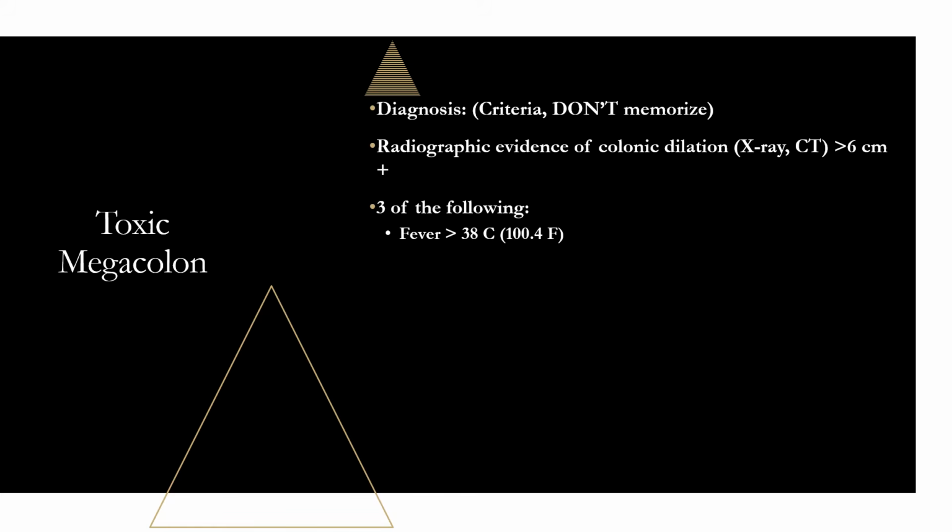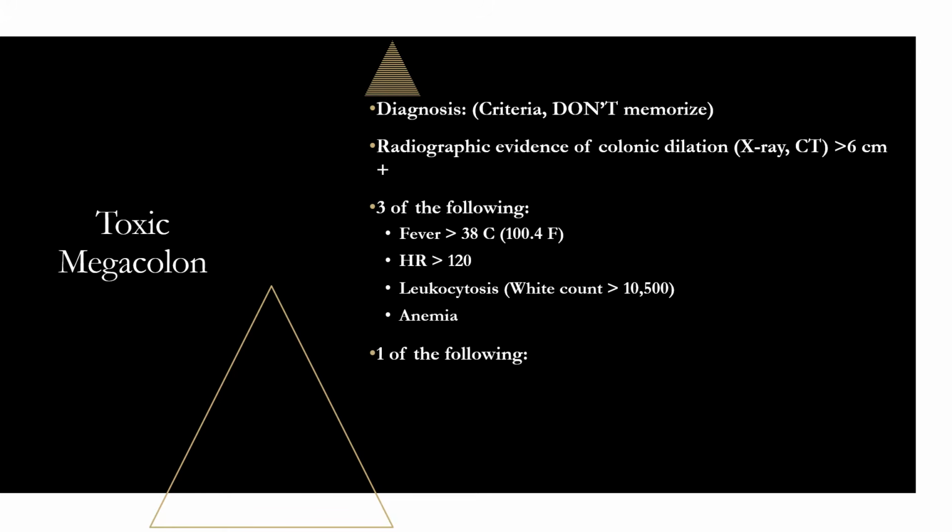So you need 3 of the following. You need either a fever over 38 degrees Celsius, over 100.4. You need a heart rate over 120, so tachycardic. You need leukocytosis, white count over 10,500, and anemia. So you need 3 of those, and then you need 1 of the following. This is why I'm saying do not memorize this. It's ridiculous. You have way too much to remember otherwise.